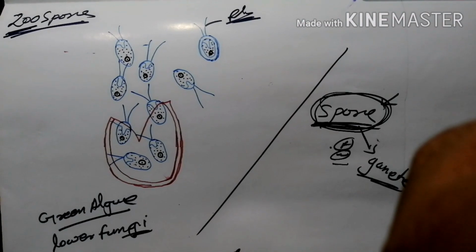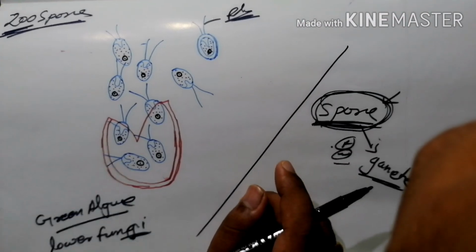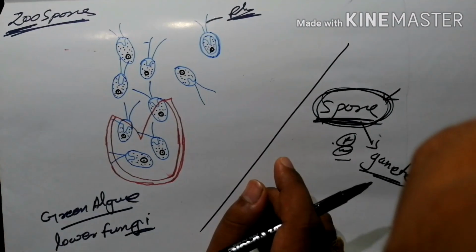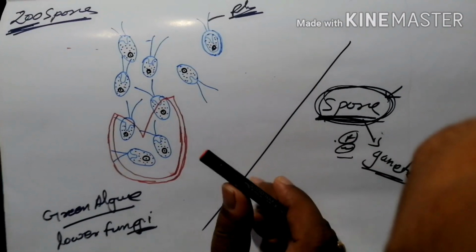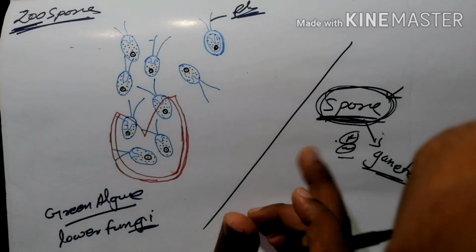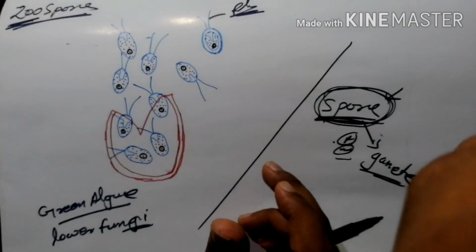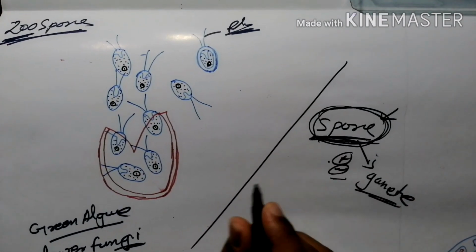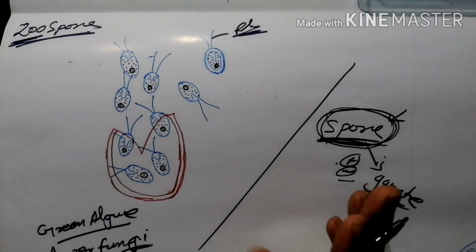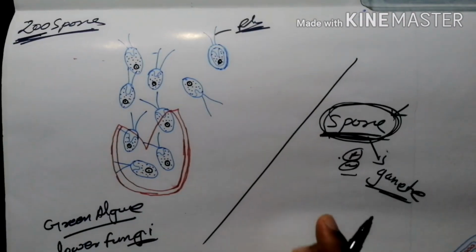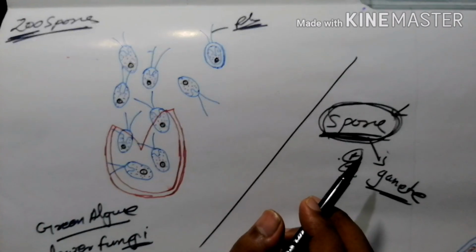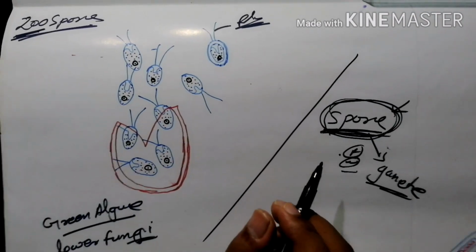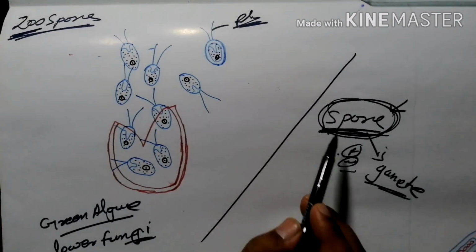Students, welcome to my third class of botany. In previous classes we studied binary fission, multiple fission, and gamule, and today we are going to study sporulation. Before going to study sporulation, first I want to clear one thing: what is a spore?